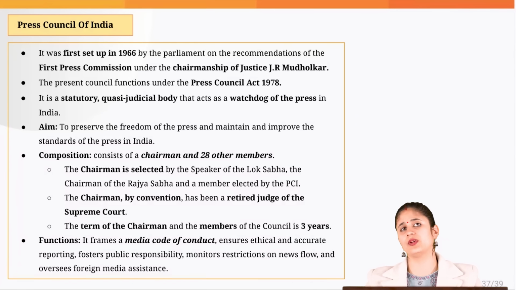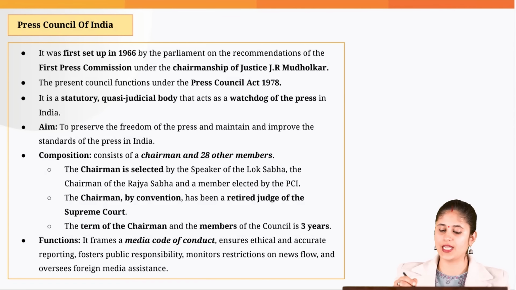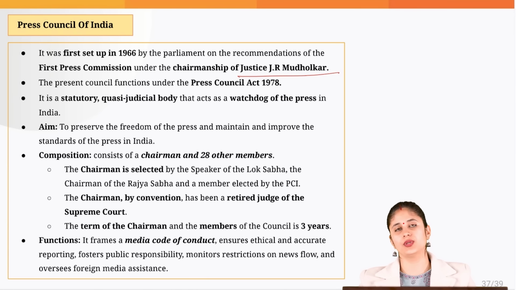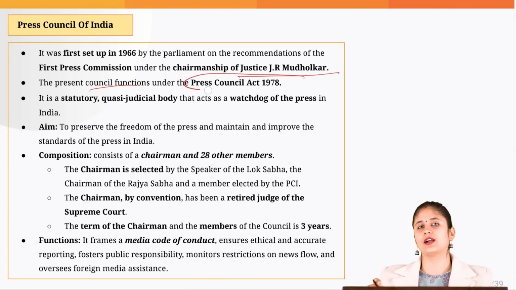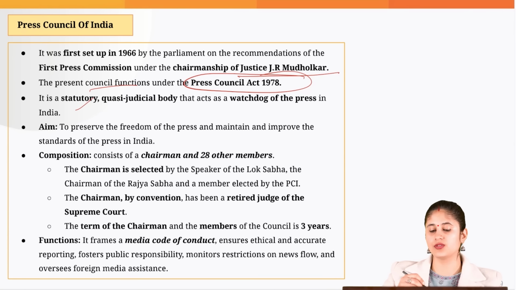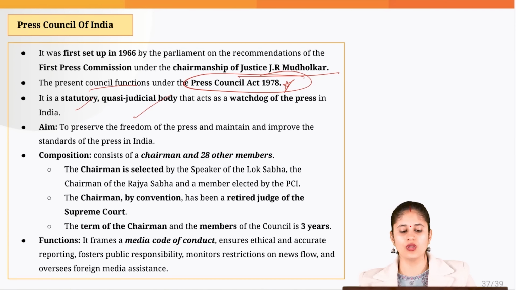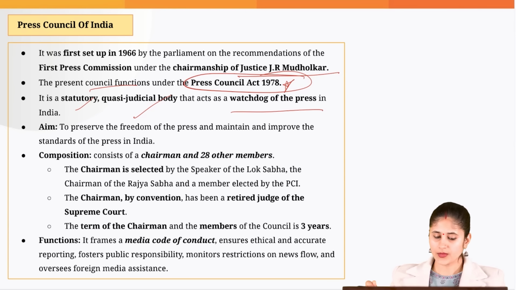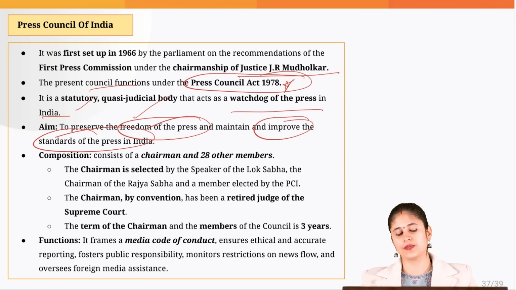It was first set up way back in 1966 based on the recommendation of the First Press Commission, which was headed by Justice J.R. Mudholkar. Presently, the council is functioning under the Press Council Act of 1978. It is a statutory body because it has been created through an act. It is a quasi-judicial body and acts as a watchdog for press freedom. So the objective is basically to preserve the freedom of press and maintain and improve the standards when it comes to journalism.